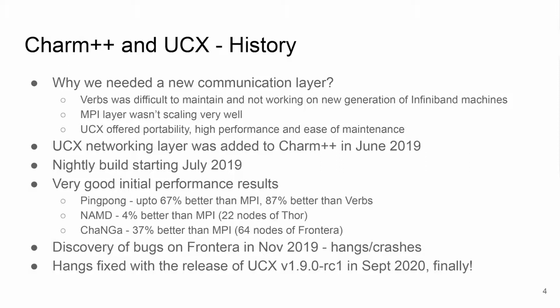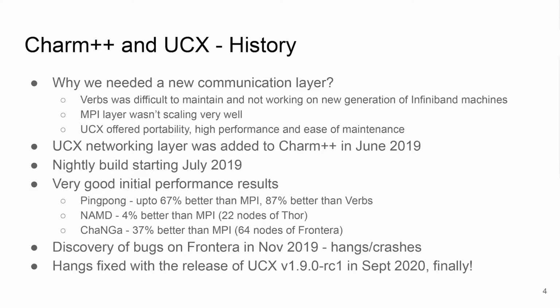So in June of 2019, the UCX networking layer was added to Charm++, primarily by Mikhail from the UCX team, along with some others from Charmworks and UIUC. And it was added to the nightly build starting July 2019, where both the SMP and the non-SMP versions were tested against our entire test suite. And now, for about a couple of months, the UCX targets have also been added as a part of our continuous integration, where it's tested against each patch that we submit on GitHub.